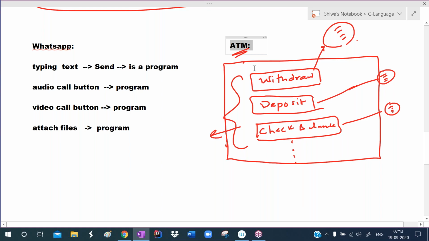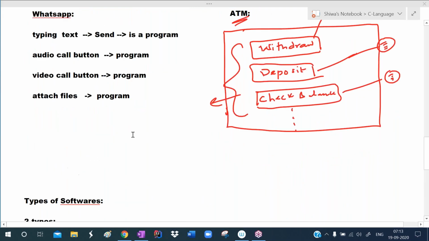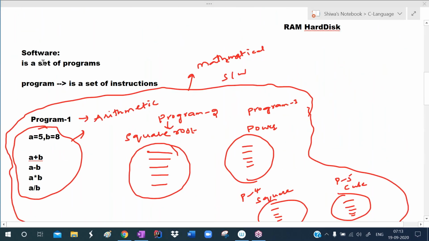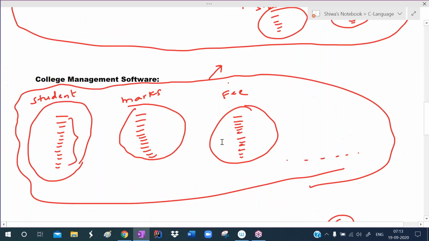If you want to withdraw the money, you click on the withdraw button. For withdrawing the money, they have written some set of instructions. So this is the withdraw program. This is the deposit program. This is the check balance program. So this set of programs is becoming one software, a banking related software. So this is about software. A very simple definition: software means the set of programs. Then what is a program? A program is the set of instructions. Some set of instructions will become a program, and like that some set of programs will become a software.